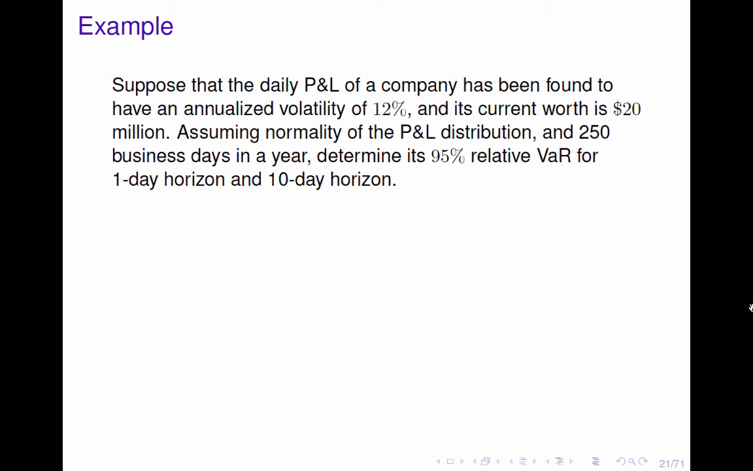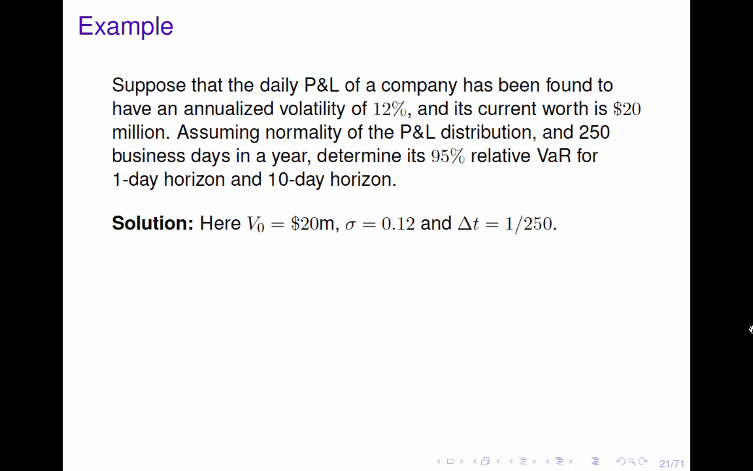Now let's take a look at an example. Suppose that the daily profit and loss of a company has been found to have an annualized volatility of 12%, and its current worth is $20 million. Assuming normality of the profit and loss distribution and 250 business days in a year, can you determine its 95% relative VAR for 1-day horizon and 10-day horizon?